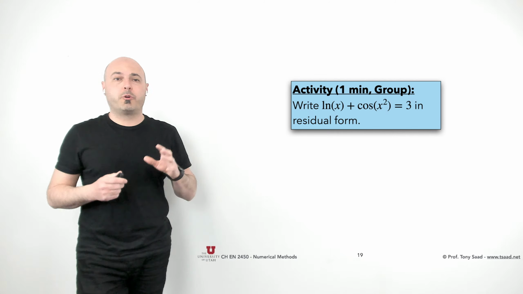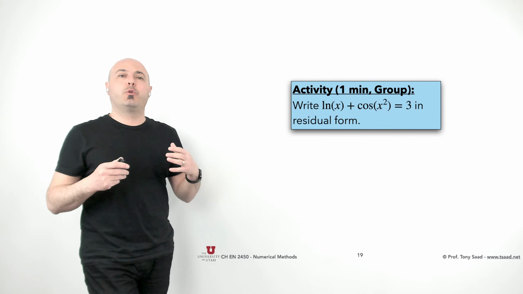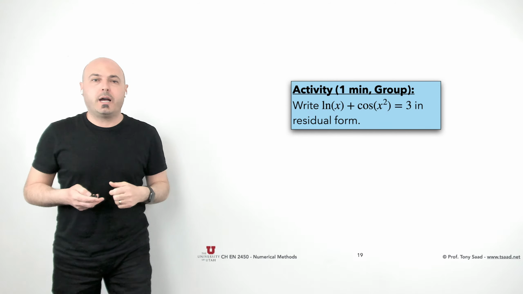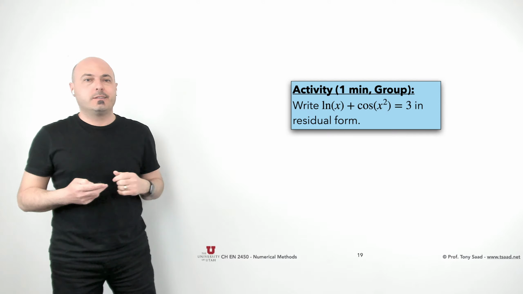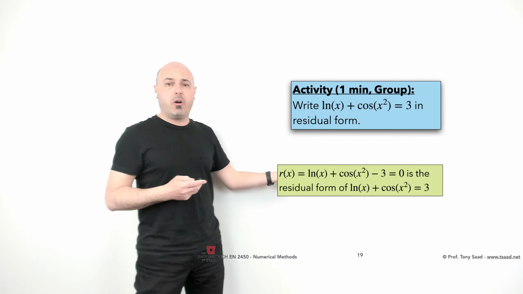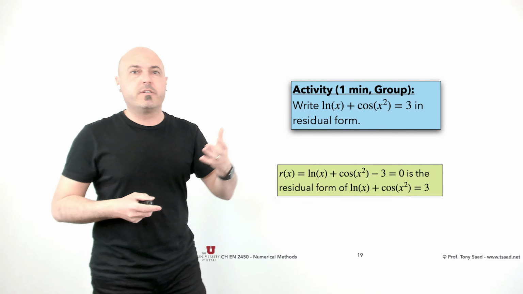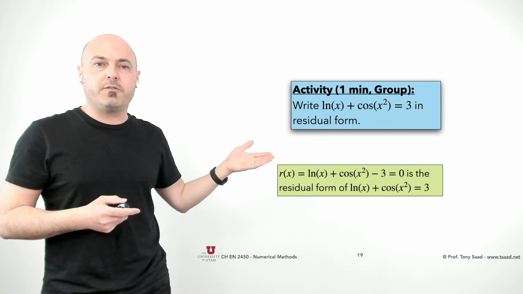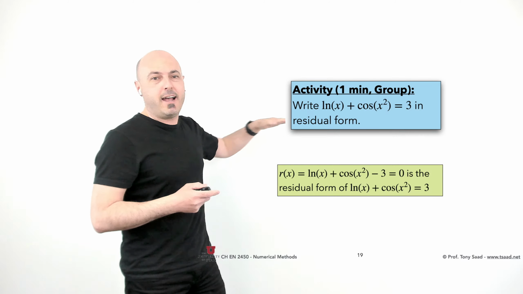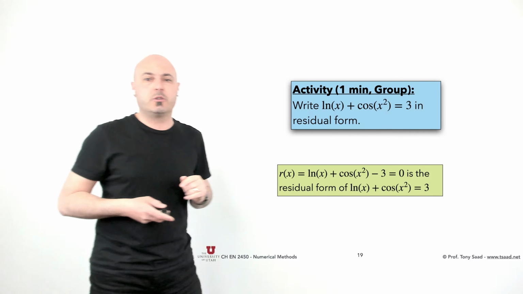Just write it in residual form, write the residual function r of x equal what? And then our goal will be to find the root of r of x equals 0. So I hope you got that figured out. It's just simply a matter of moving everything to the left-hand side. So you define r of x equal log x plus cosine x squared minus 3. And when you set that equal to 0, then that's the equivalent of saying I want to find the root, the value of x, such that this curve, log x plus cosine x squared minus 3, intersects the axis y equals 0. And the root of this equation is equal to the root of the original equation we started with.